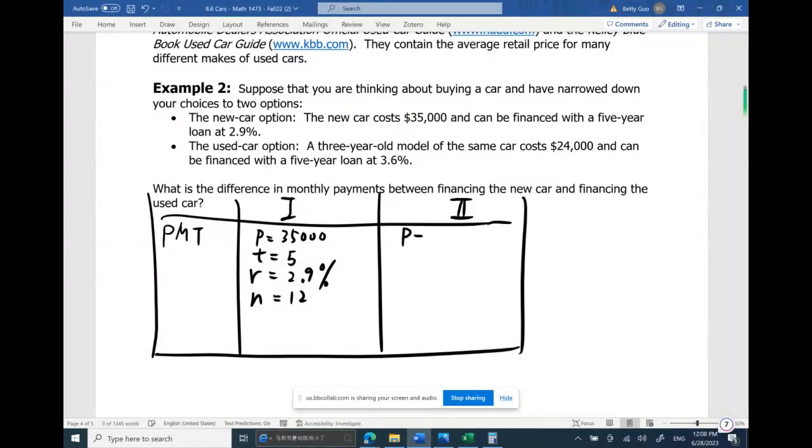Option 2, you need to borrow 24 grand only. And the loan is also 5 years. Both of them are 5 years. And the annual interest rate is higher, 3.6%, compared to 2.9% for option 1. So that's why we need to do the math to figure out the correct choice.